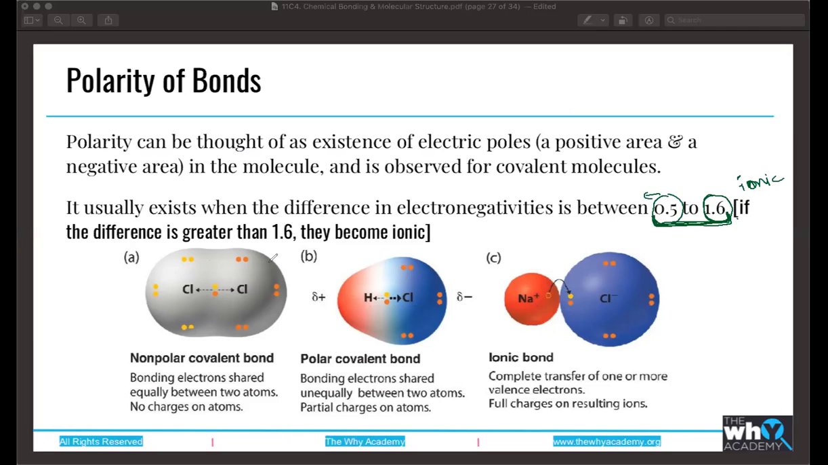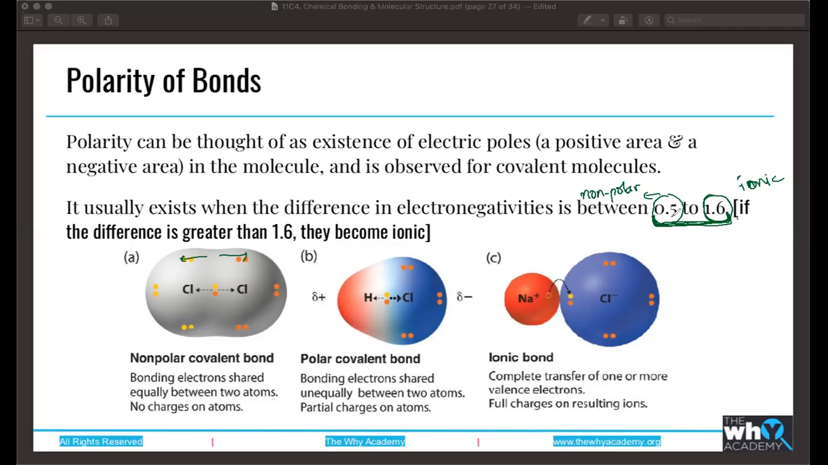But if it's between two atoms that have very little difference of electronegativity, then it is practically non-polar, because whatever force one atom is pulling with, the other atom is able to match it. Maybe it's slightly less, but it's practically matching it. It's not going to have a huge significance.